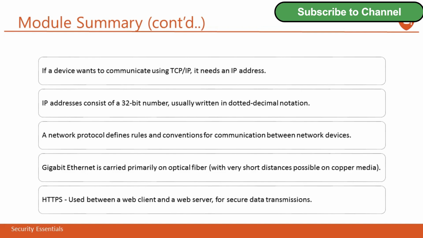A network protocol defines rules and conventions for communication. Between your network devices, we are using networking protocols. Gigabit Ethernet is carried primarily on optical fiber. HTTPS is used between a web client and a web server for secure data transmission.